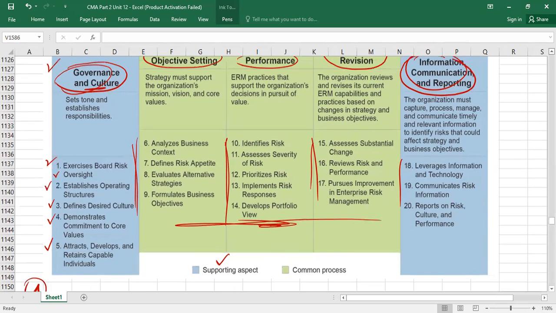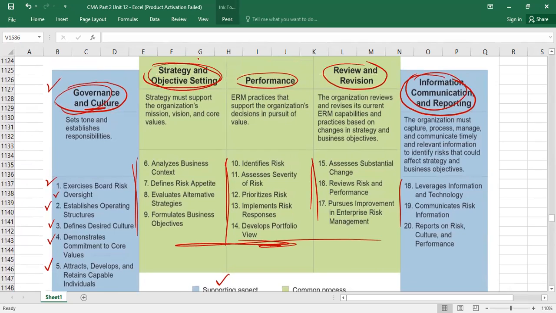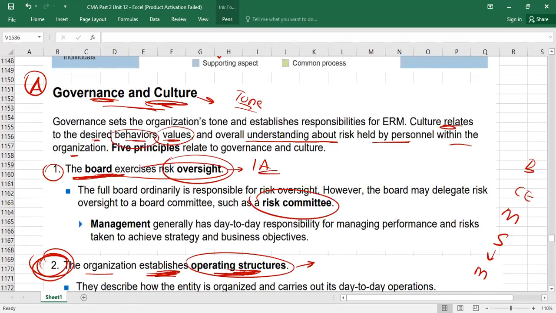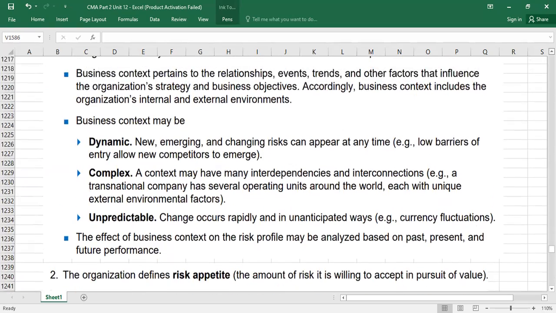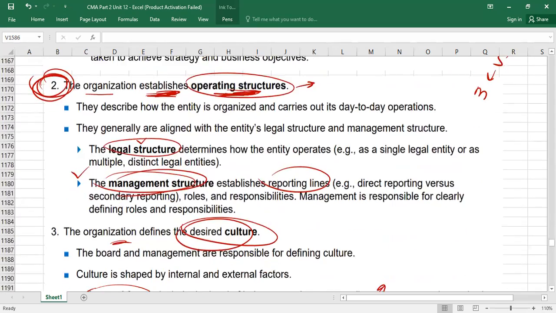Second, guys, we have strategy and objective setting. So there are four principles inside. Strategy and objective setting, let me take you there now and let me explain those four principles.